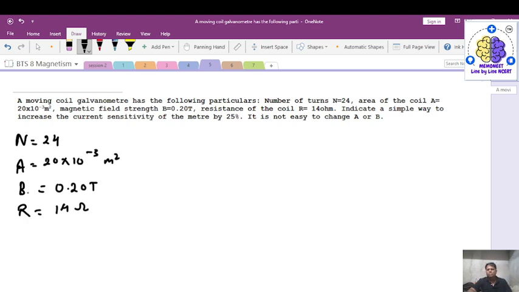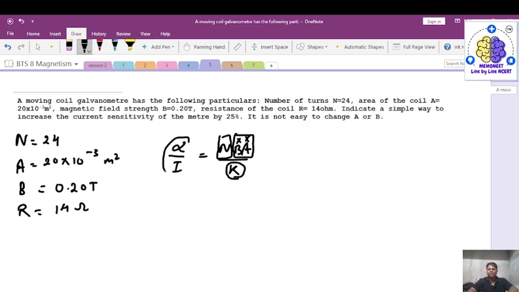Now indicate a simple way to increase the current sensitivity of the meter by 25%. It is not easy to change A or B. So I already told you that current sensitivity alpha upon I is equal to N B A upon K, out of which K is fixed for the spring. A we cannot change as said in the question, and B also we cannot change, because it is difficult. So what is left with us is only N. We can change the number of turns.